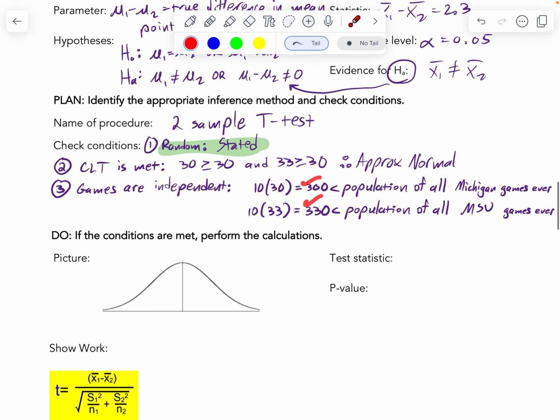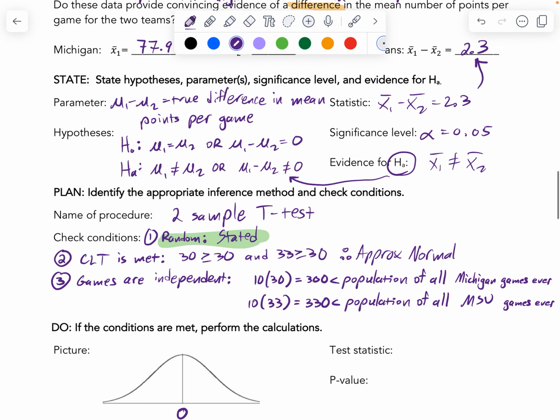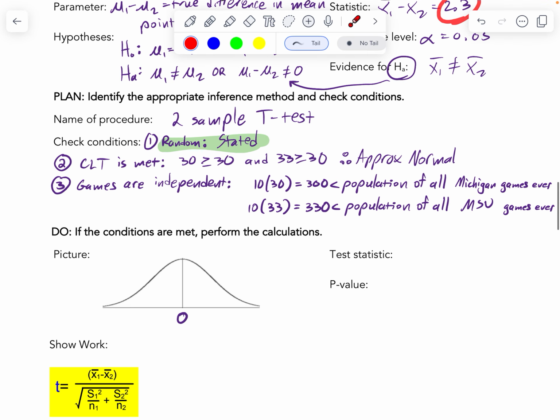Okay, let's do the work. Remember, the middle of the curve is 0, and I'm going to try to figure out where my sample is. My sample is right here at 2.3. So I'll just draw an arbitrary line here and say, okay, 2.3. And I'm trying to find this shaded area to the right.